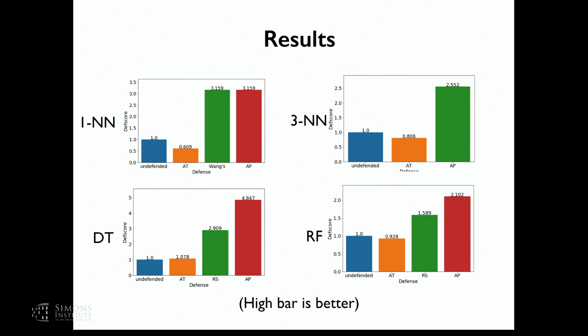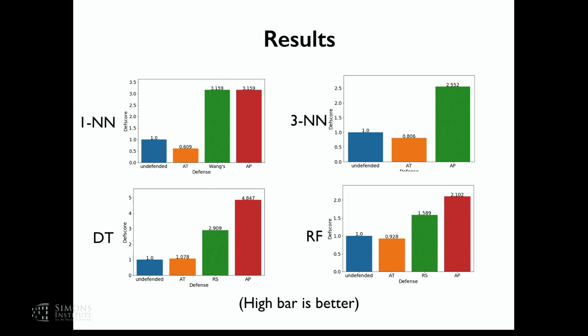Here higher means better. And what you see is, okay, for 1 nearest neighbor, we looked at undefended, which is 1, adversarial training, Wang's classifier, which is our previous thing, and also adversarial pruning, right? And what we found overall is that these are mostly comparable. Sometimes adversarial pruning does a little bit better, but these are mostly comparable because they're doing fairly similar things, right? It's not that surprising. For 3 nearest neighbor, we again look at undefended, adversarial training and adversarial pruning. In this case, obviously adversarial pruning is better.